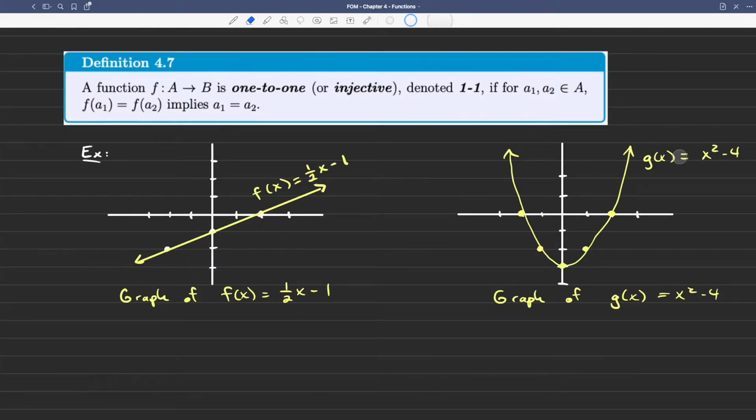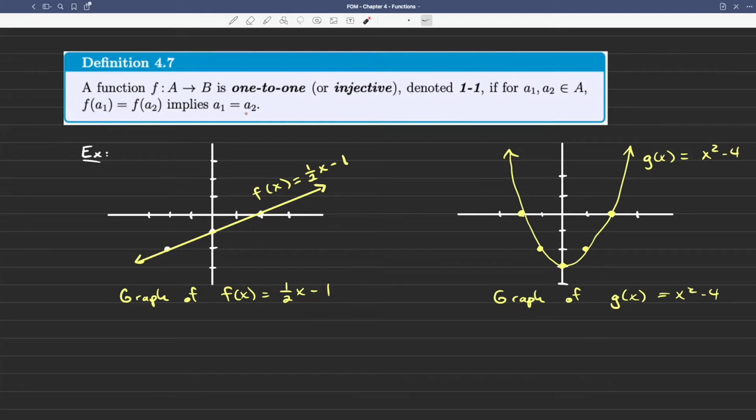All right, next up, we want to talk about the concept of a function being one-to-one. So if you have a function f colon A arrow B, again, that means f has domain A, range contained in B, and it's a function. It's one-to-one, or sometimes we use the word injective, and we denote it by 1-1, if for every two elements in the domain, anytime f of a1 equals f of a2, it must be the case that a1 equals a2. I think of this as: if the outputs are equal, then the inputs must have been equal as well.